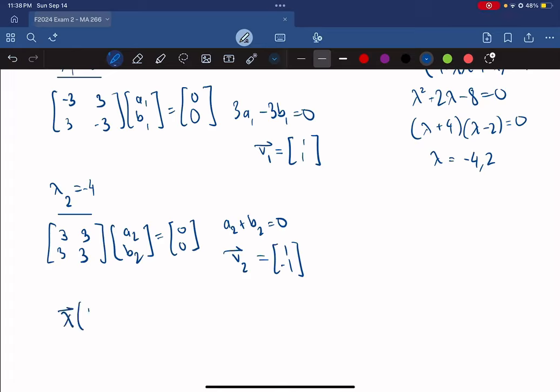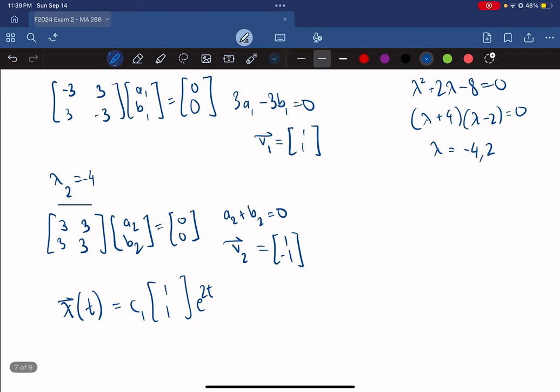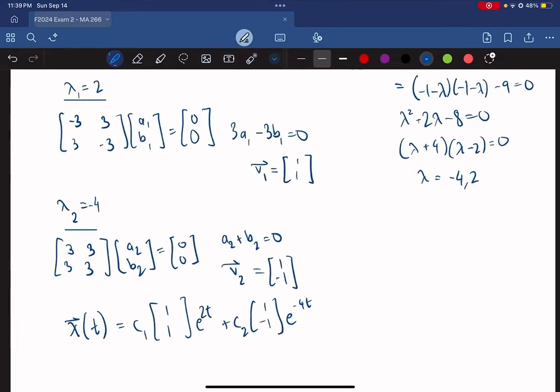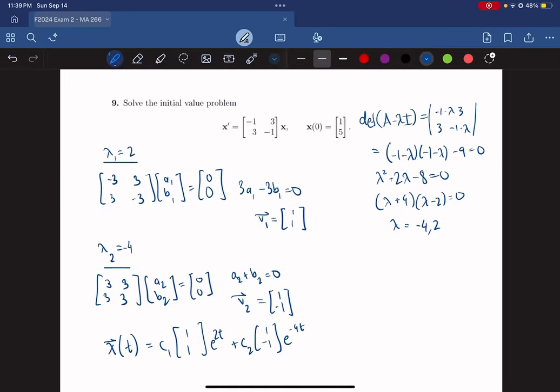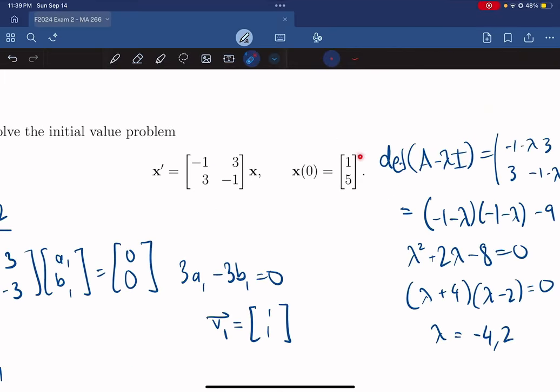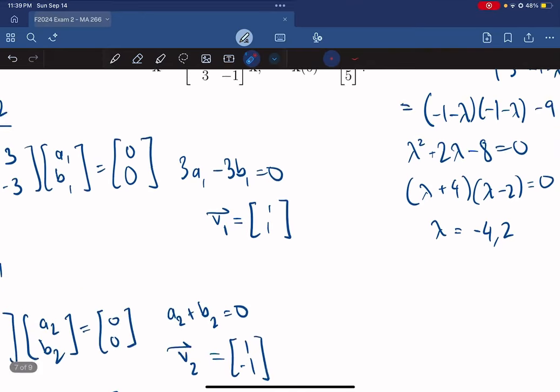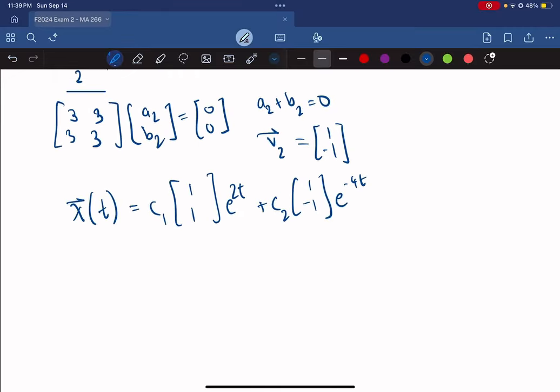So we have x of t equals c1 e to the 2t, and that's because this eigenvector is associated with the eigenvalue of 2, plus c2 times 1, negative 1, of e to the negative 4t, again for the same reason. And now you've built our general solution. So to build the actual solution, that's why we're given initial values. So x of 0 equals 1, 5. So you're just going to plug in x of 0.